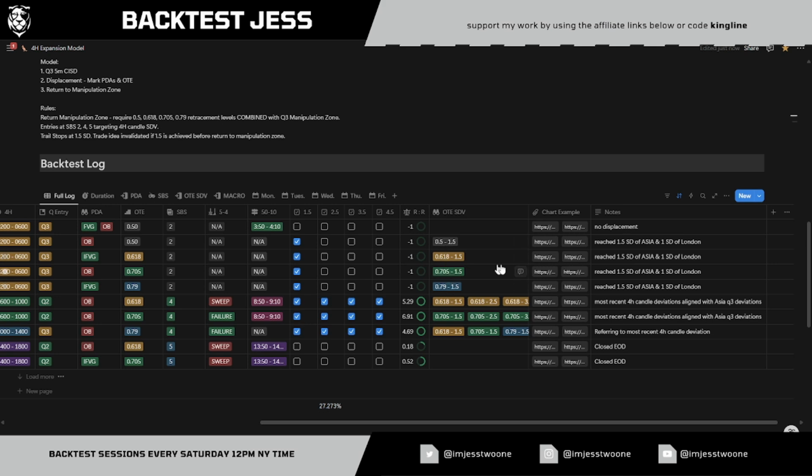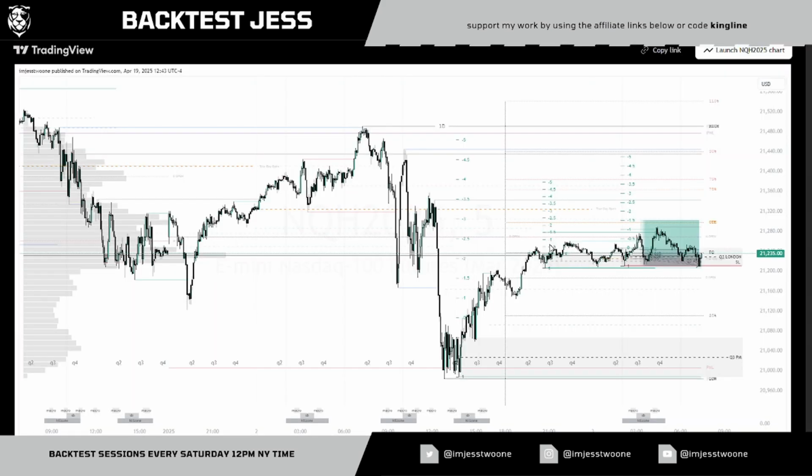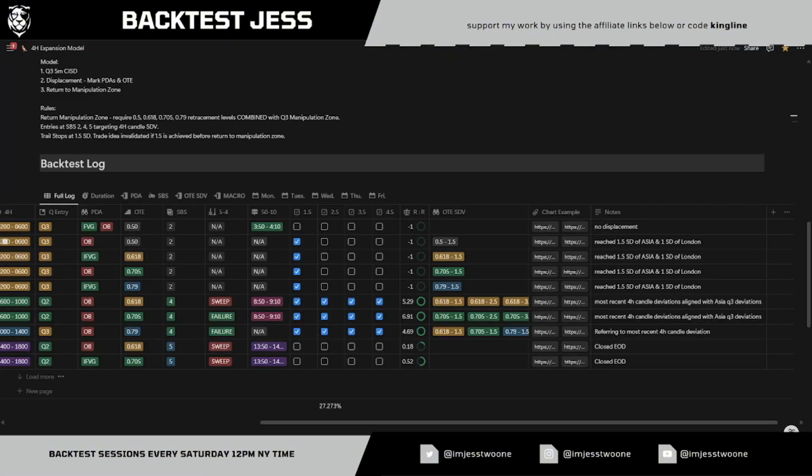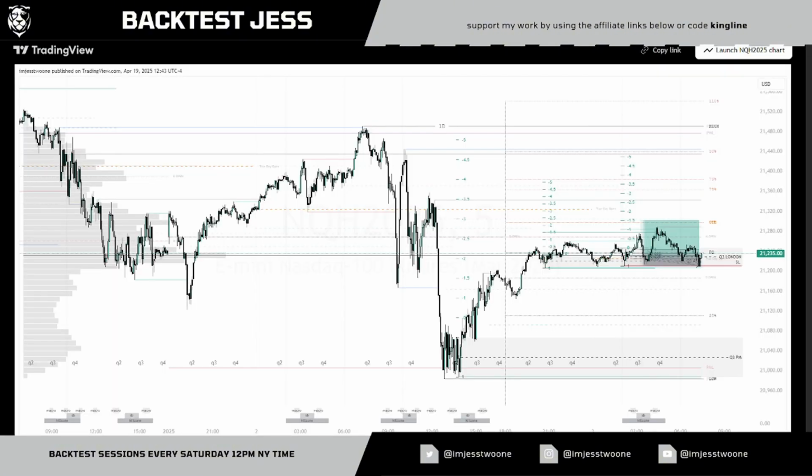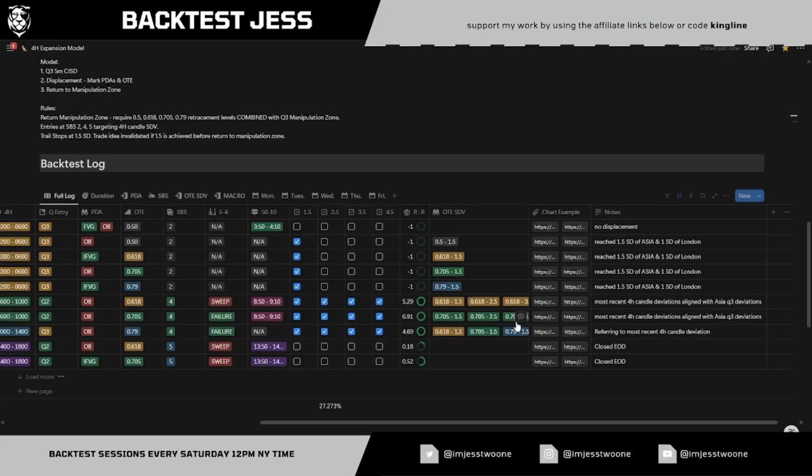So I think it was all 4, 1, 2, yeah, okay. All the same reps. So I'm going to uncheck these since we did not achieve 1.5 of the most recent deviation: 1 SD of London and 1.5 of Asia. So these are not considered a win.